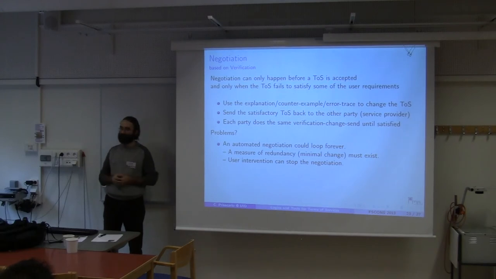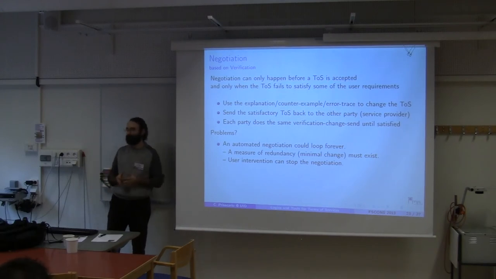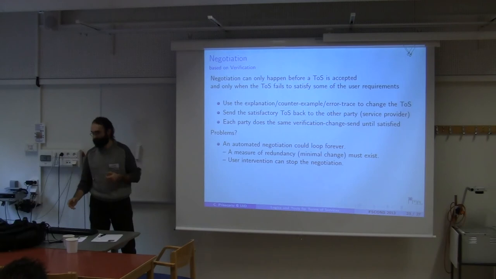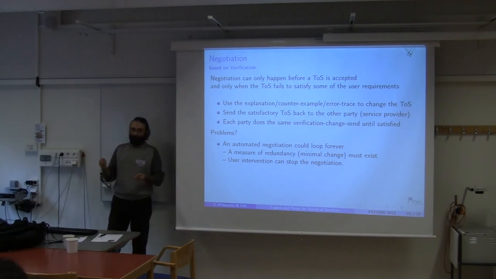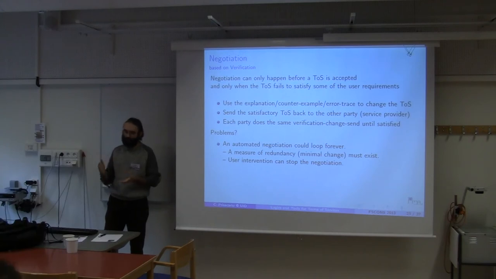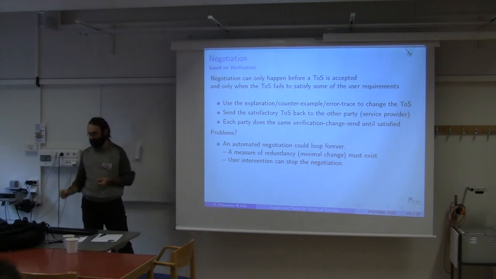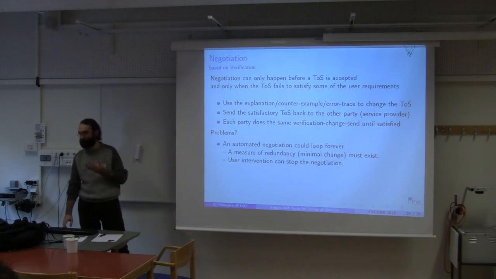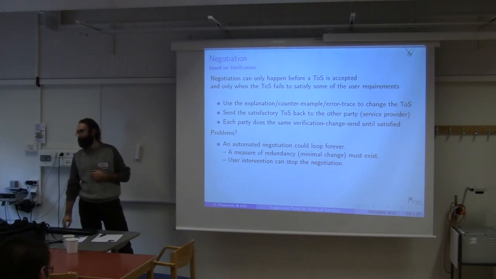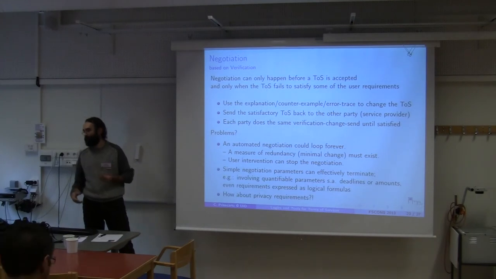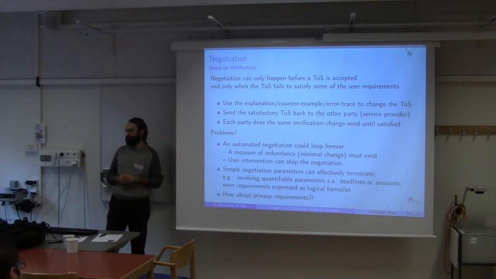Yeah, so here we would need some way to stop this negotiation. So we need a measure of redundancy somehow. How much change has been made into this new contract? Is it big enough to redo the verification again, or is it small enough that I can accept now this new terms of service, though it is not exactly the one that my requirements would like to satisfy. So the user can come and stop the negotiation process.